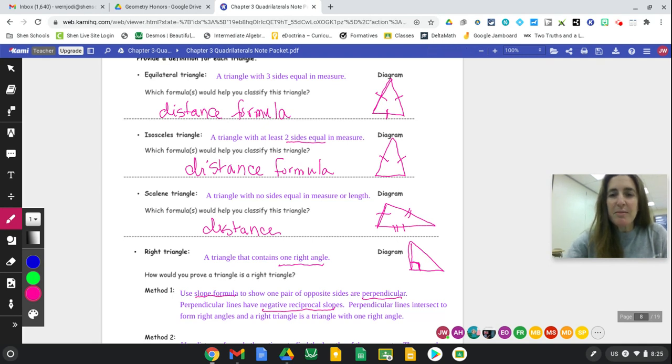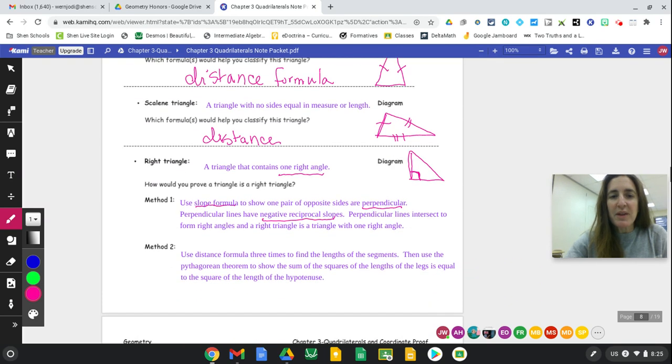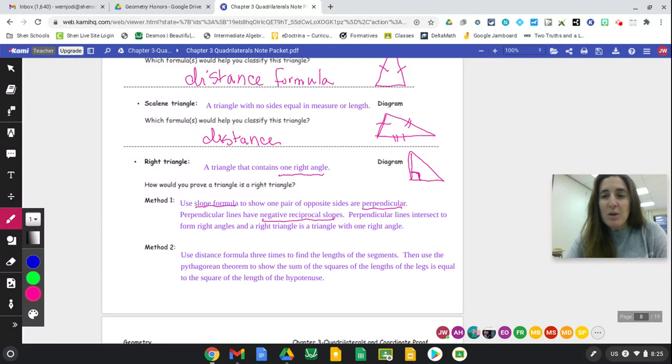Now, another method that we could use, method 2, could be to use the distance formula. We could use the distance formula 3 times to find the lengths of the segments. And then we can use our good old friend Pythagorean theorem with those distances that we just found to show that the sum of the squares of the lengths of the legs is equal to the square of the length of the hypotenuse.